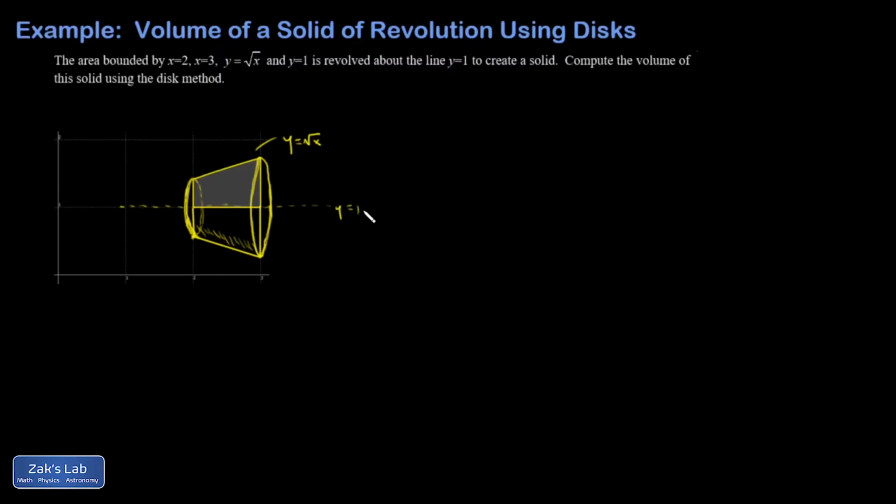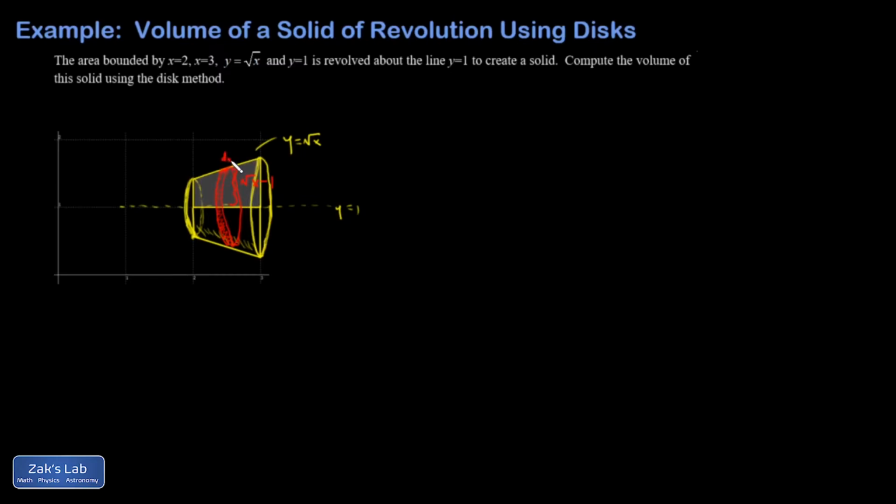And we're going to slice this thing into disks, and we do that using disks that have the same symmetry axis as the shape that we're trying to represent. So I'm going to go like this. And there's a little slice of volume right there. And I've got to get the radius of the disk. So the distance between y equals 1 and y equals root x, and that's square root of x minus 1. Then my thickness is just a little bit of a dx there.